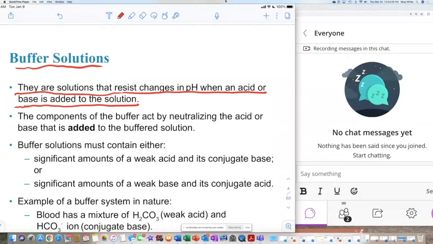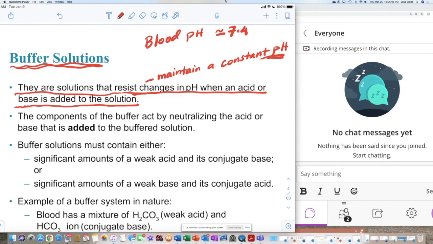We have a slightly basic buffer in our blood. It's a sodium bicarbonate basic buffer that keeps our blood pH around 7.4. So our blood is slightly basic. A solution called a buffer is a solution that's able to resist pH changes, or you can say maintain a constant pH, when two types of chemicals are added.